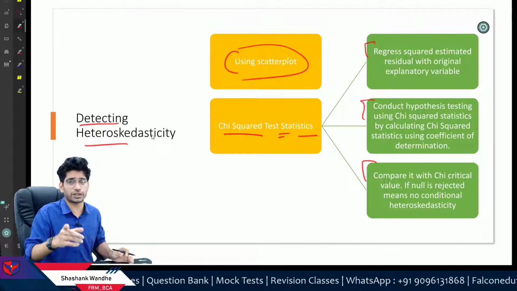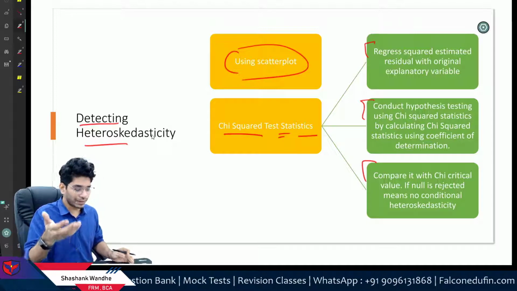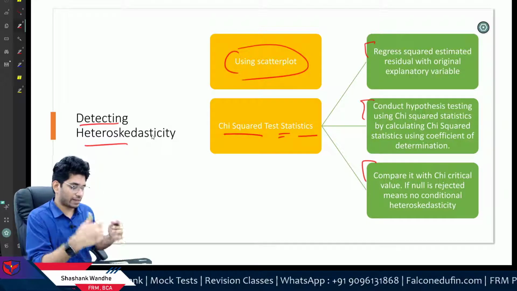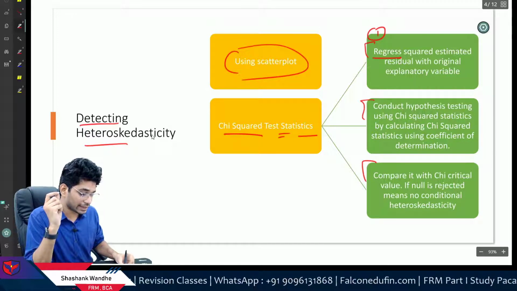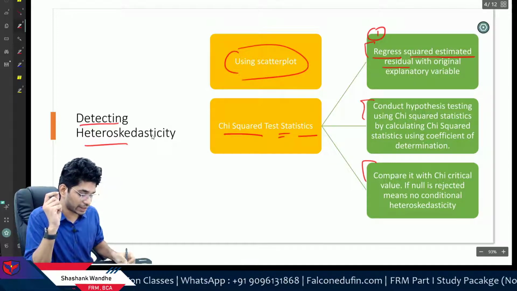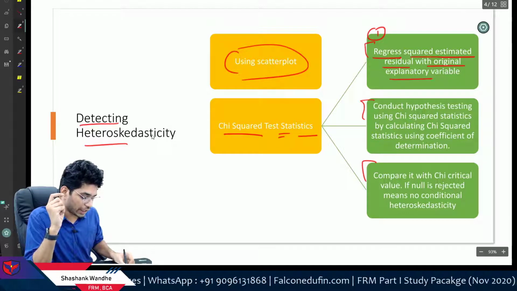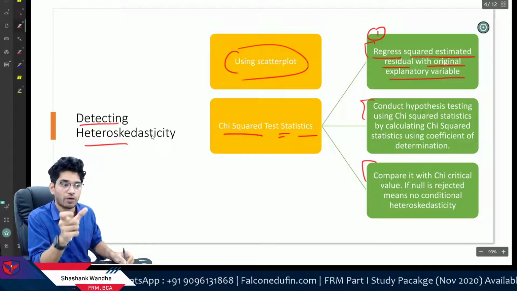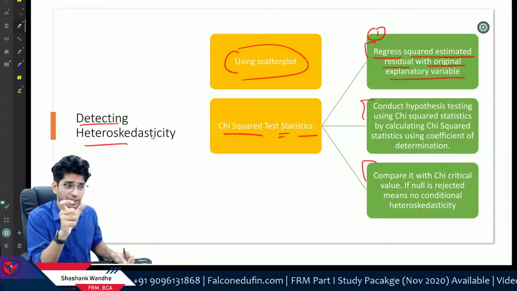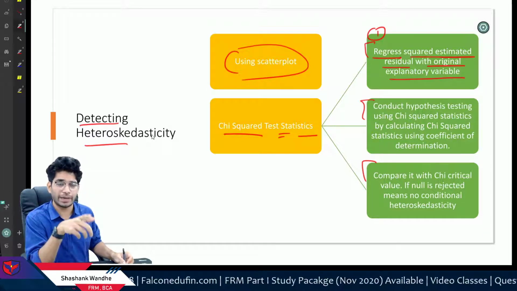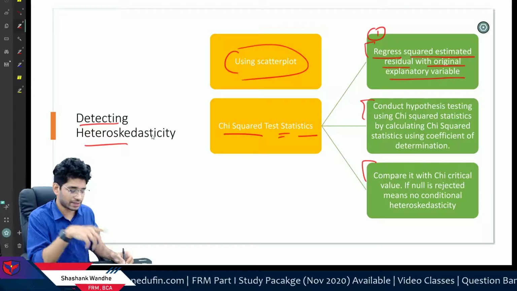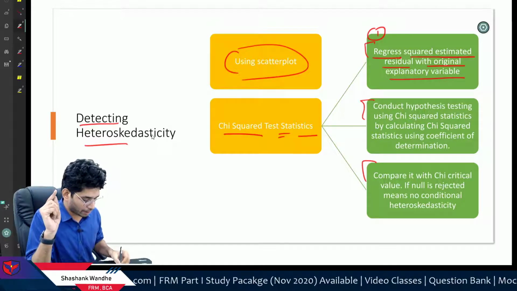Chi-square test for the detection of heteroskedasticity and so on. Okay, so let's first see what the steps are. This is step number 1. In step number 1, regress the squared estimated residuals on the original explanatory variables. So now you will do the regression of the estimated residuals on your independent variables, the explanatory variables. This is step number 1.